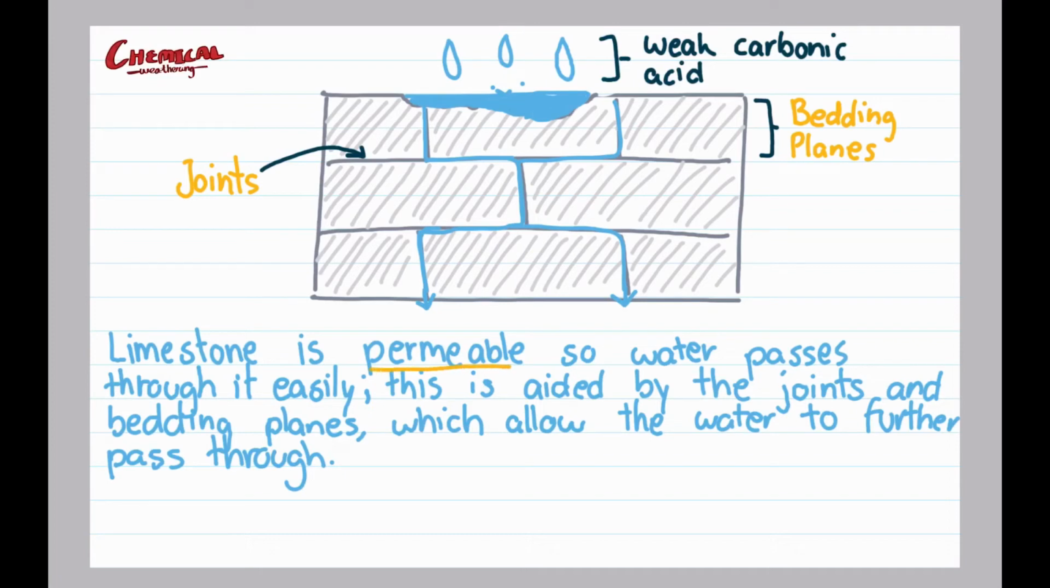Limestone is permeable, so water passes through it easily. This is aided by the joints and the bedding planes, which allow the water to further pass through.